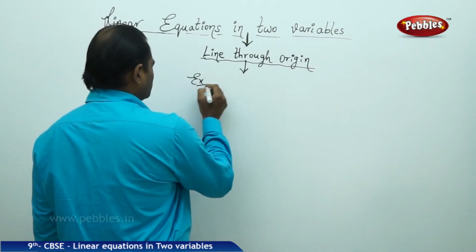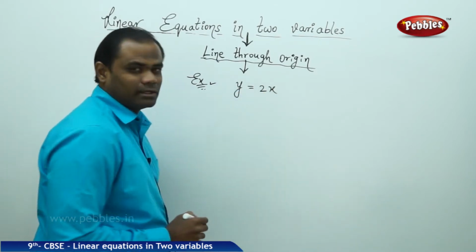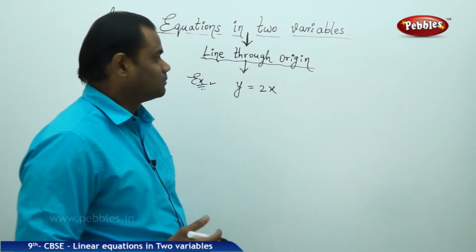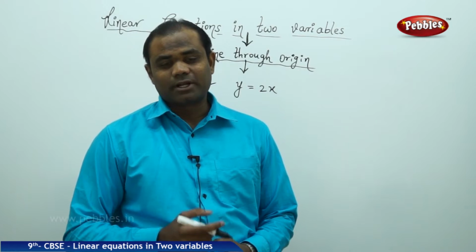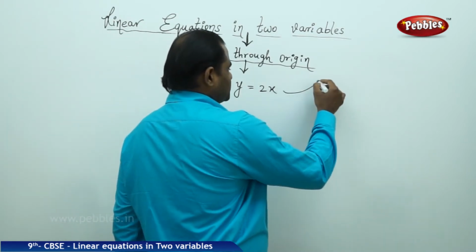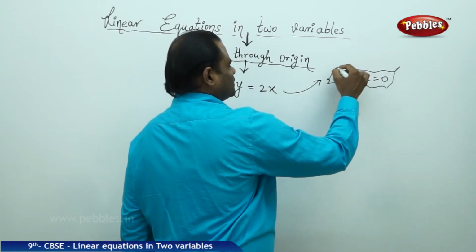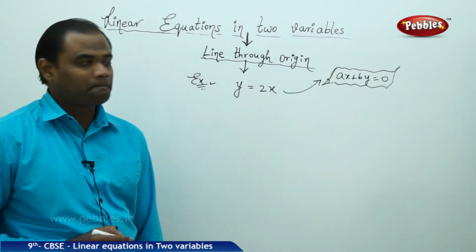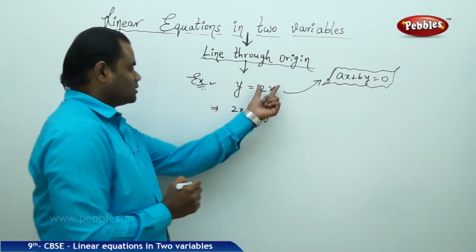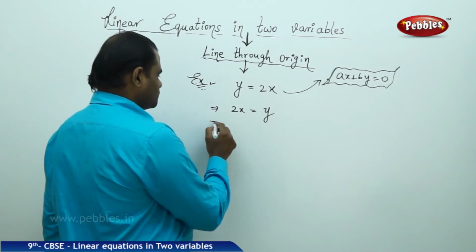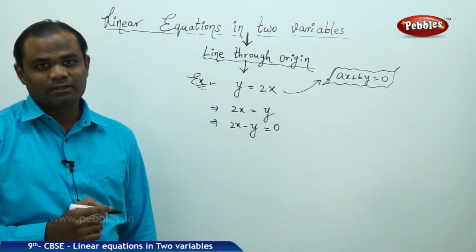For example, when I want to identify a line passing through origin, suppose I have y equals 2x. Clearly this is in the form ax plus by. So in order to identify whether this line is passing through origin or not, I first try to reduce this into the general form with the condition a line passing through origin must have ax plus by equals 0. Therefore, y equals 2x can be written as 2x equals y, and when y is brought to the left it is written as 2x minus y equal to 0.